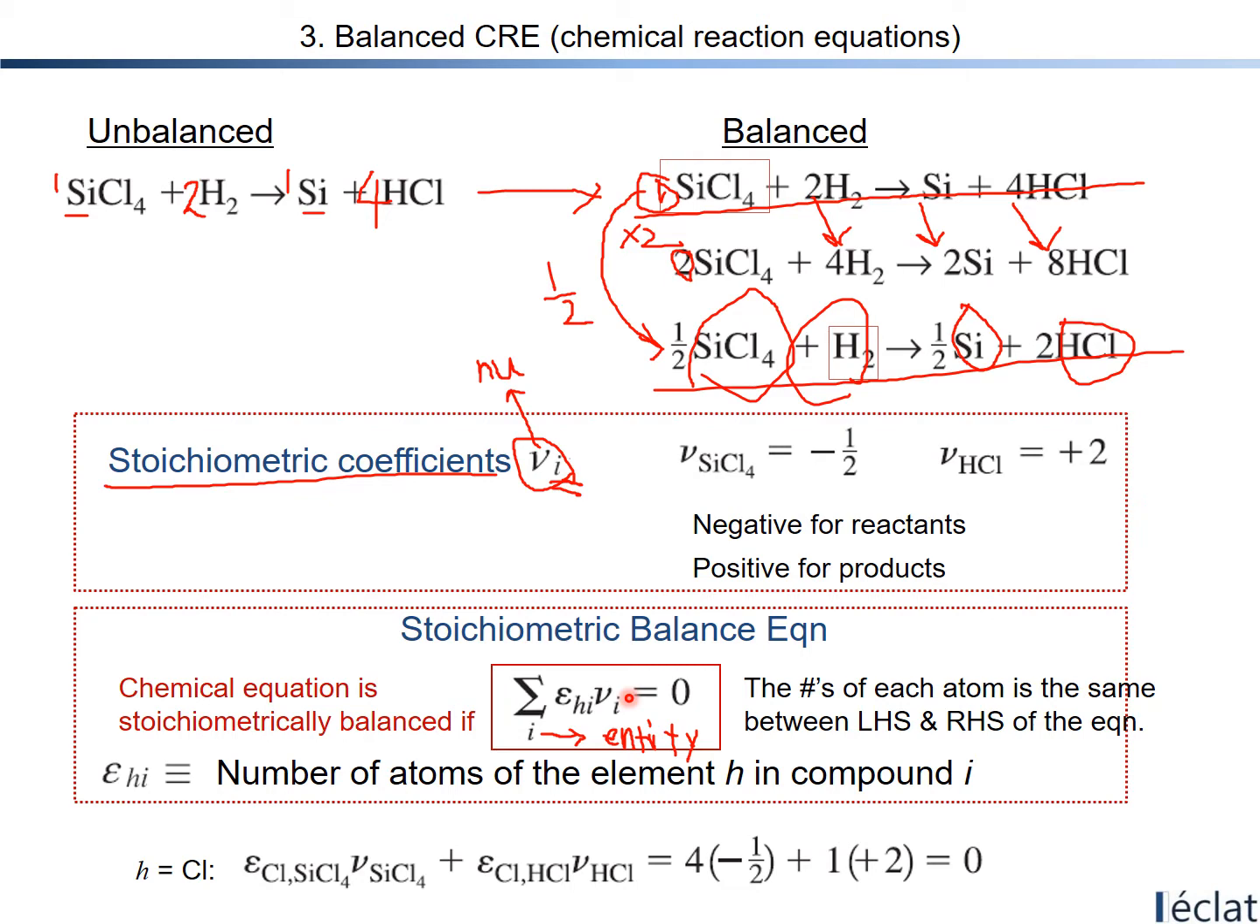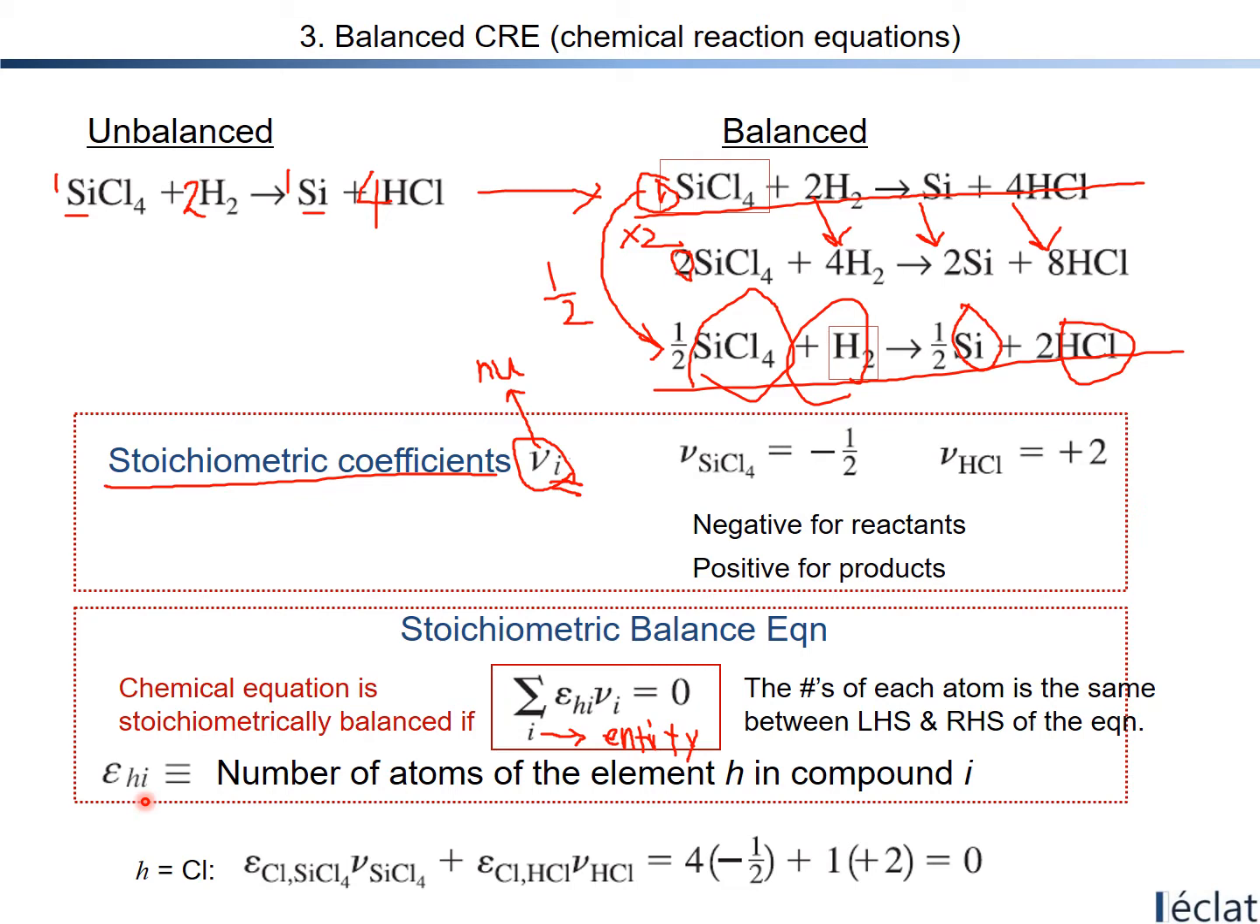What is the epsilon with subscript H and I? So again, back here, it is called epsilon, which is a Greek letter, and I still indicates the entity of CRE. What is H? H is the element, for example, silicon or chlorine or hydrogen or something like that. So epsilon with subscript H and I is the number of atoms of the element H in compound I.